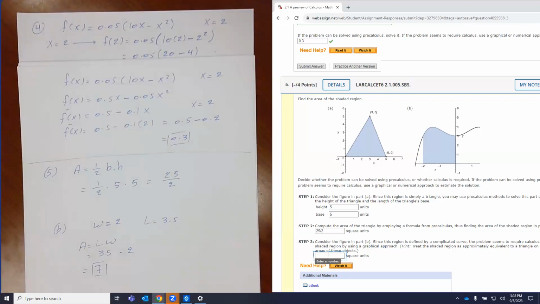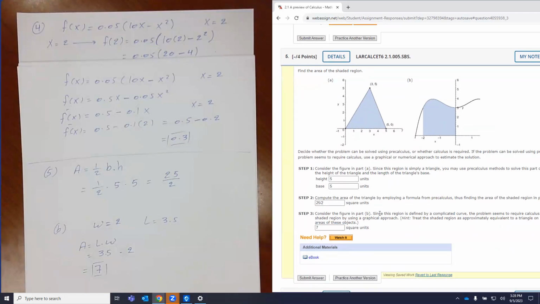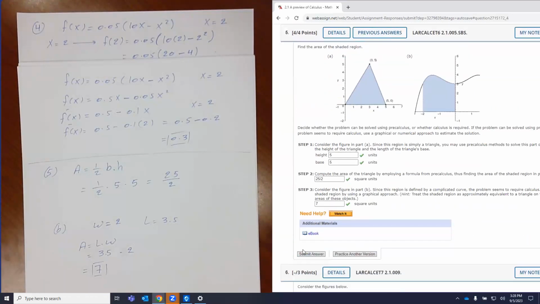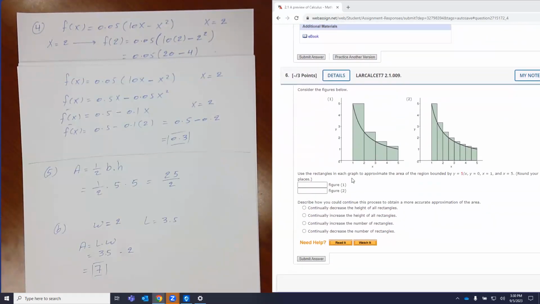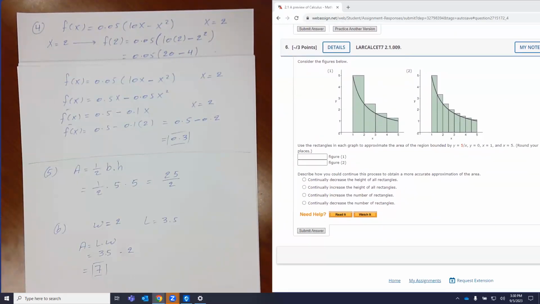So in this case, we're just going to plug in here 7. And that's it for this example. Let's submit. Here's the submit button. That's it for this example. Let's go to the next example and check it.